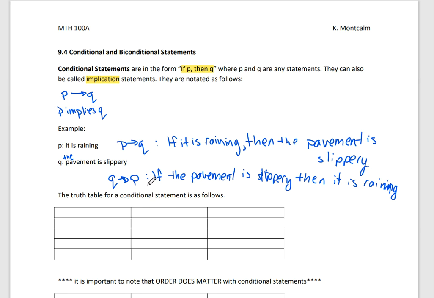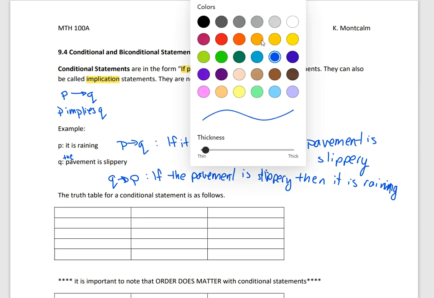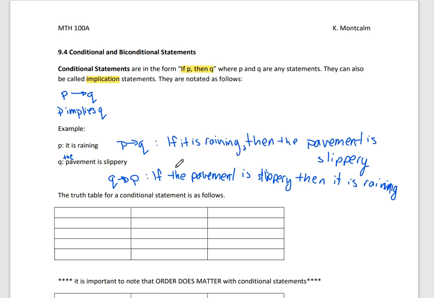When we're translating our conditional statement from our symbolic logic to words, remember that now we have two words to put in. With our connectives and, or, not, we only had one word going in. Now we need an if at the beginning and a then as a precursor to our second statement.